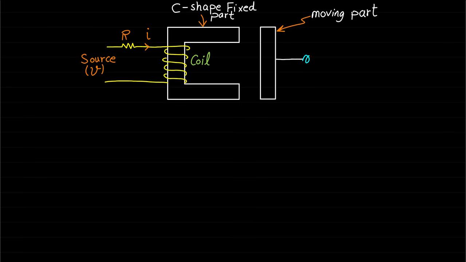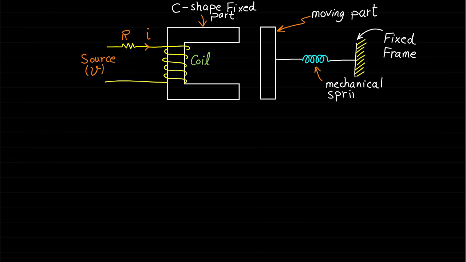The moving part is connected to the fixed frame through a mechanical spring. Since electromechanical energy devices and machines perform some movement, these devices must have some air gaps to allow for the movement. This air gap represents an important part in electromechanical energy conversion systems.